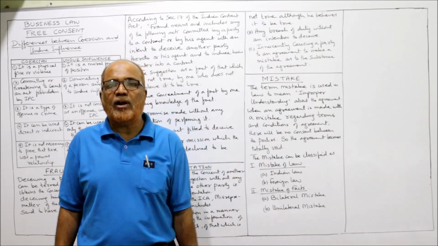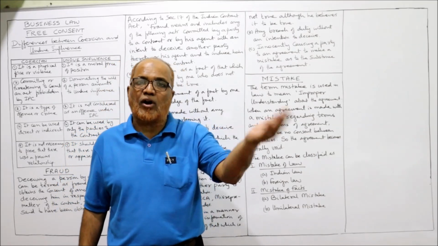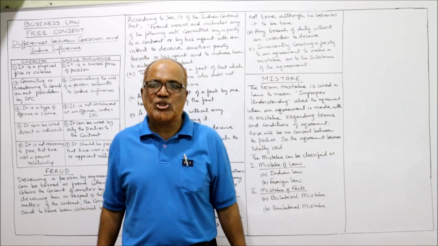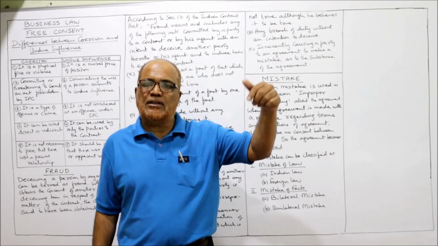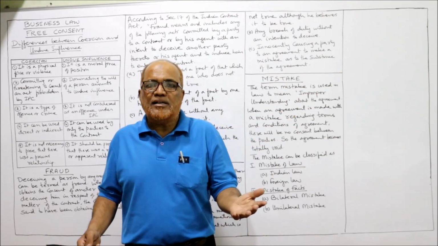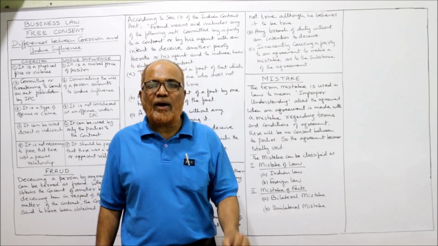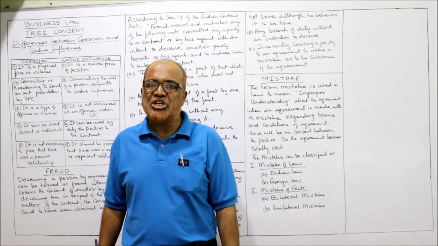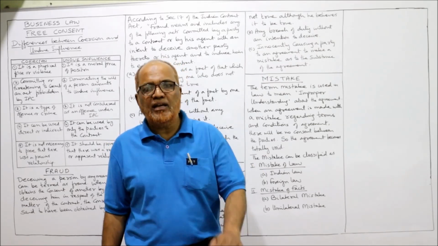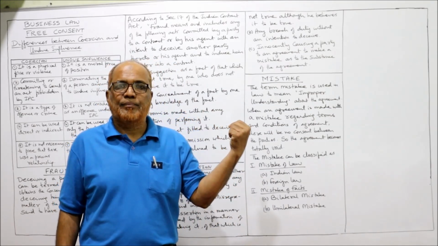But in case of a mistake regarding foreign law, a person can be excused. For example, a person in one country enters into a contract with a person of another country, but he doesn't know the law of that country. So he can be excused, provided it should be civil in nature. The mistake should be civil in nature. Then he will be excused because he does not know the law of that country.